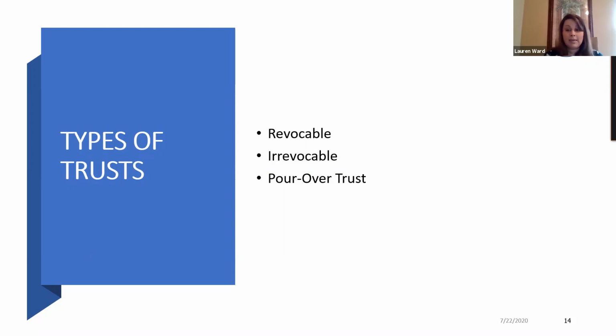If we're looking at irrevocable trusts, those more times are used for things such as Medicaid planning. So if we're trying to plan in advance, if we think we're going to need Medicaid and nursing home care, we're going to need to use an irrevocable trust. Also with the irrevocable trust, we talk about supplemental needs trusts, which are special needs trusts for individuals with disabilities to continue to protect their assets.